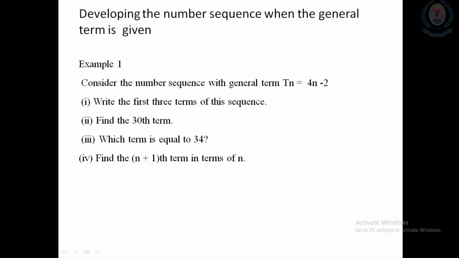Developing the number sequence when the general term is given. Example 1. Consider the number sequence with general term Tn equals 4n minus 2. One, write the first three terms of this sequence. Second one, find the 30th term. Third one, which term is equal to 34? Fourth one, find the (n plus 1)th term in terms of n.